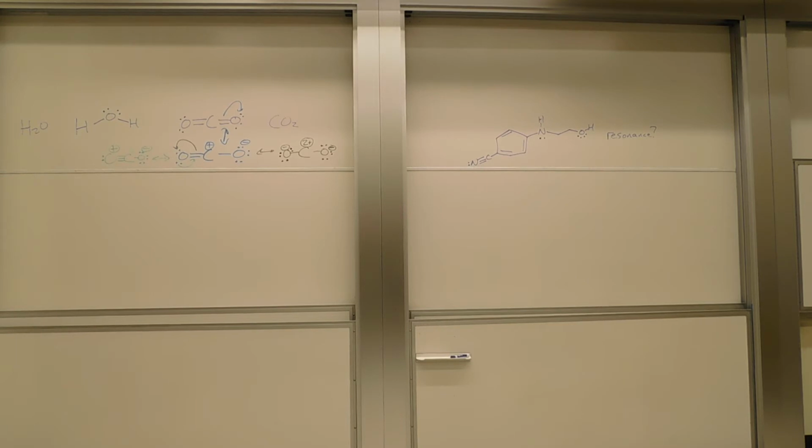So now, which one of these is the best structure? Which one do you think best represents carbon dioxide? Why?